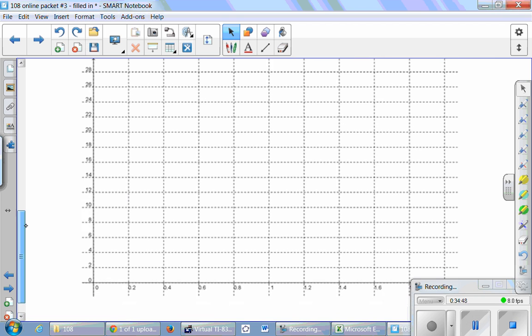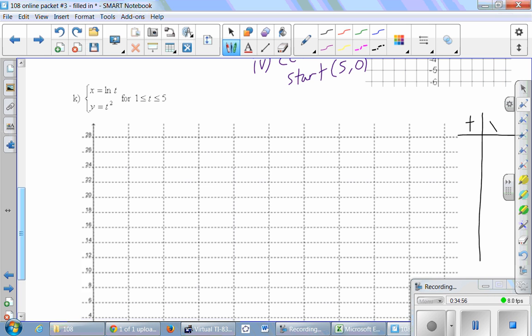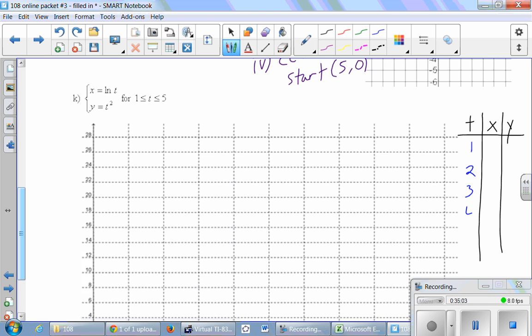All right, let's go ahead and make our table. I don't know exactly where to put the table. Put it over here. So t, x, and y. Okay, so 1 to 5. 1, 2, 3, 4, and 5 for t. And then we're going to plug these guys in. All right, so let's do the t squared part first because that's easier. So we're just squaring these guys for the y's. So 1, 4, 9, 16, 25.